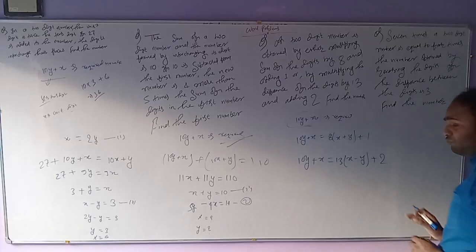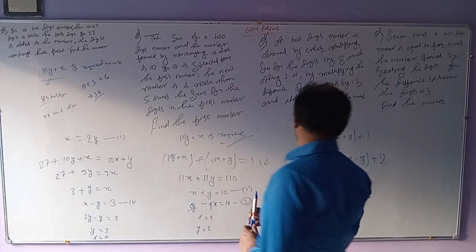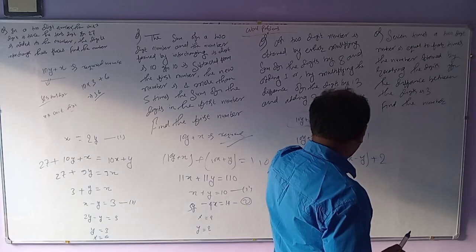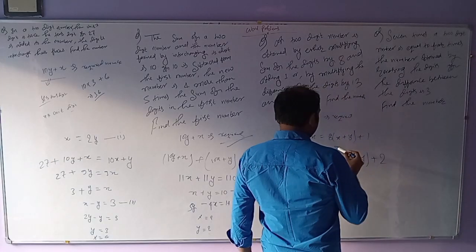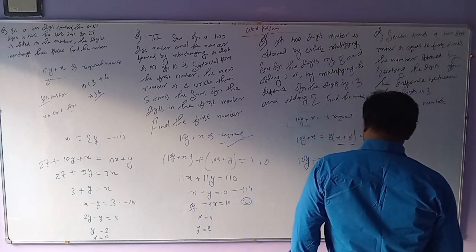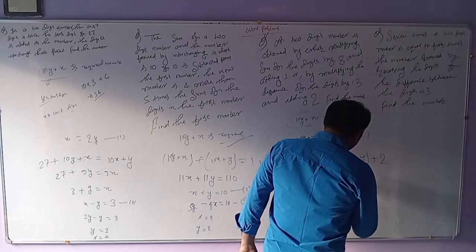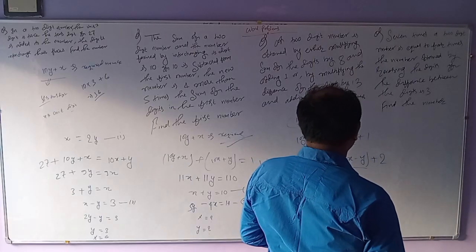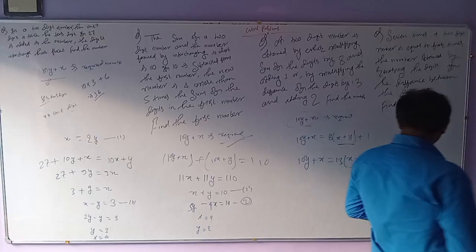Here we have one thing. In the first case we add the tens digit and unit digit, and in the second we subtract the tens digit and unit digit. So basically, a matter comes to mind.